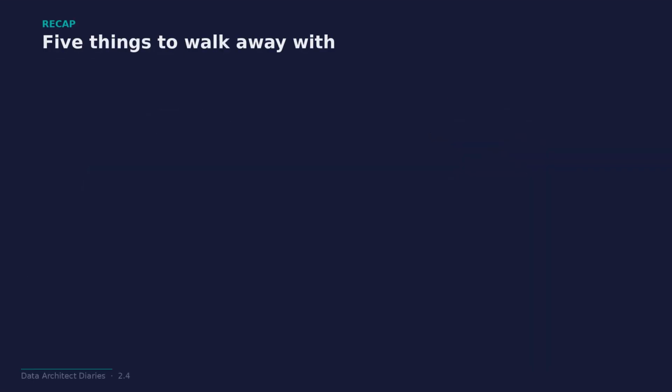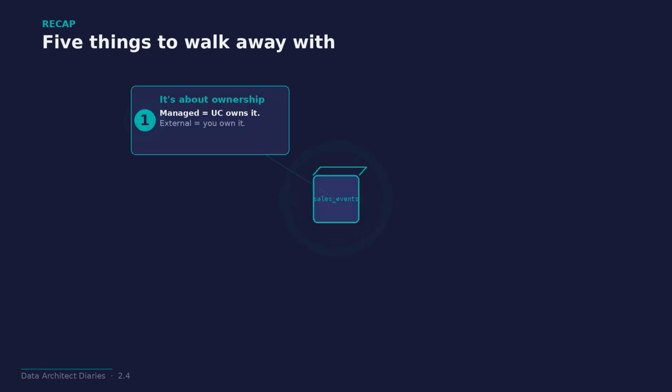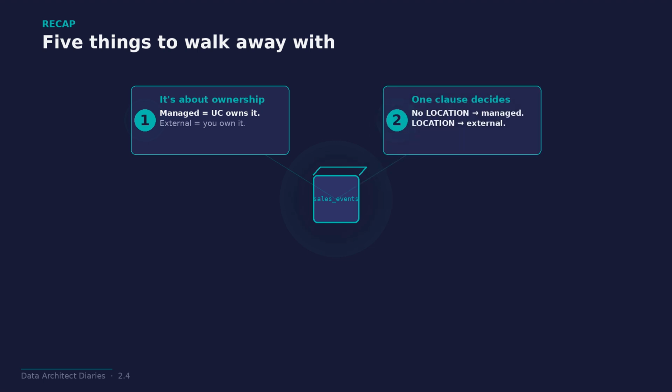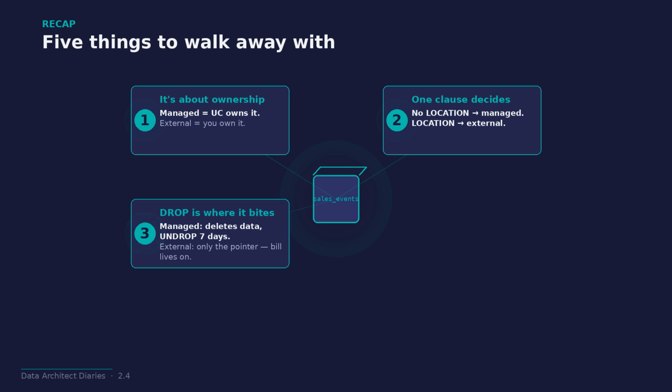Okay, now let's recap the 5 things to walk away with. First one: the difference is ownership of the data life cycle. For managed, Unity Catalog owns it, and for external, you own it. Second one: no LOCATION clause makes a table managed. A LOCATION clause makes it external. That one clause decides everything. The third one: drop is where it bites. Managed drop deletes the data but is recoverable for 7 days via UNDROP. External drop deletes only the pointer; your files and your bill live on.